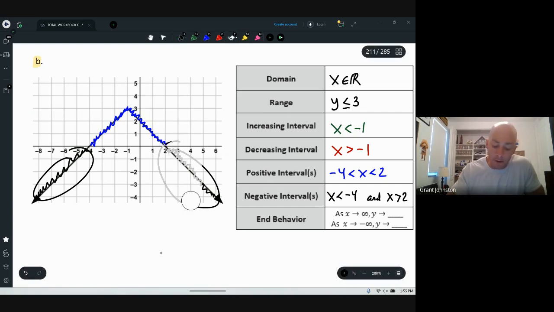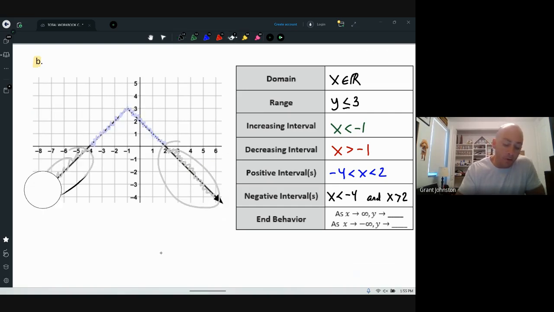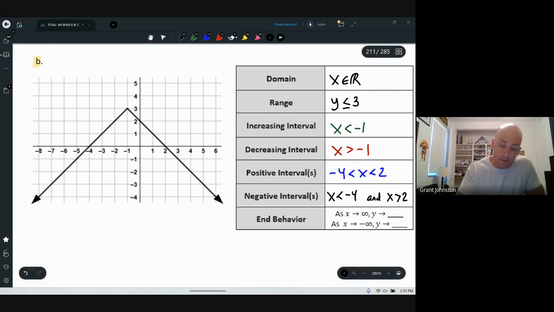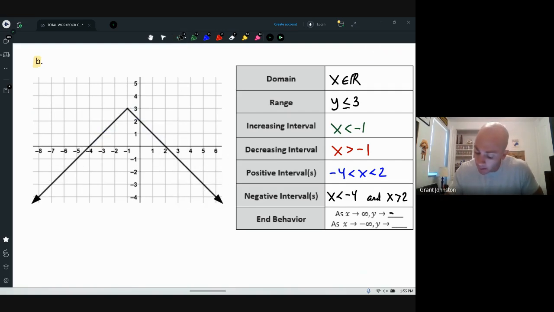This end behavior looks like it goes down in both directions. As we go to positive infinity to the right, it's going to negative infinity. And even as we go to negative infinity on the left, it's going down to negative infinity. It's going to negative infinity in both directions of x.